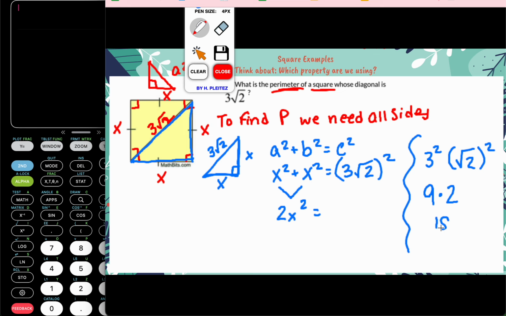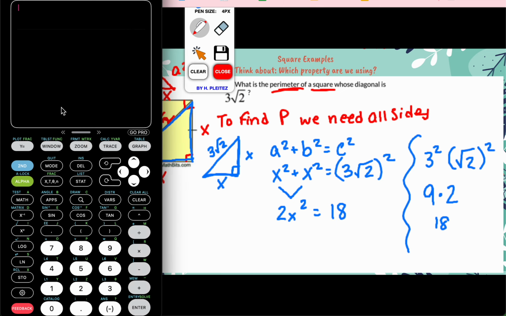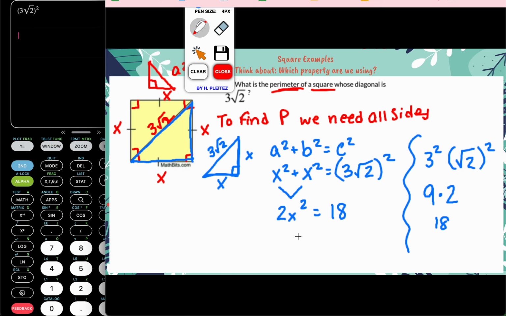And then if we simplify that, we get 18. So that would be here, right? And if you wanted to put it in your calculator, you can do that as well. You can do 3 times, hit second x squared to get the square root sign. Make sure everything's in parentheses, and then you square the entire thing, and if you hit enter, you will get your value. Just be careful with your parentheses here.